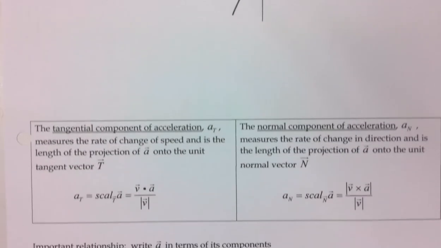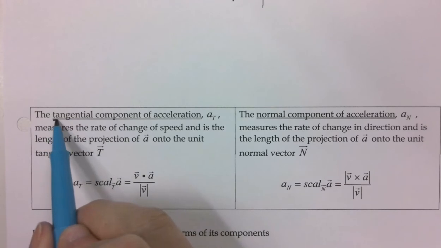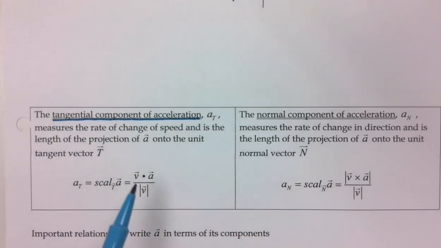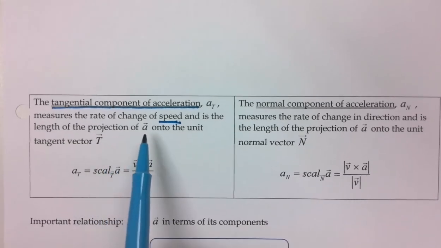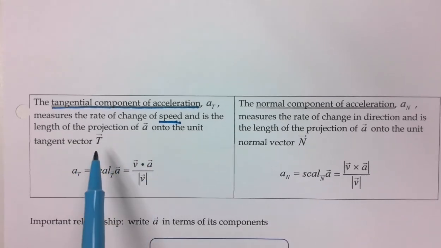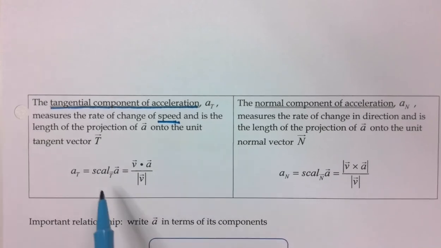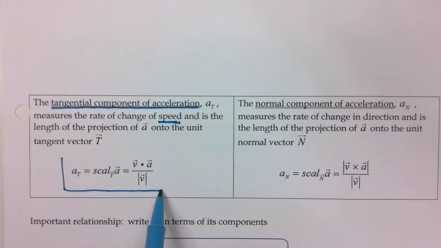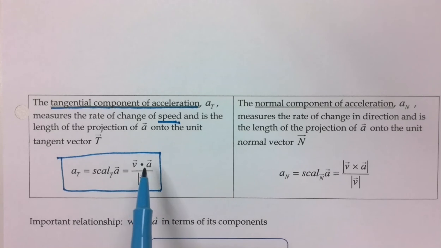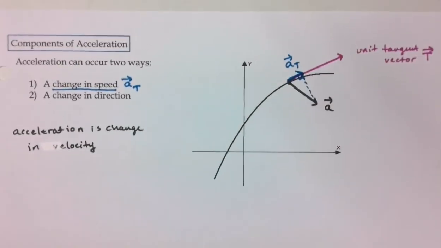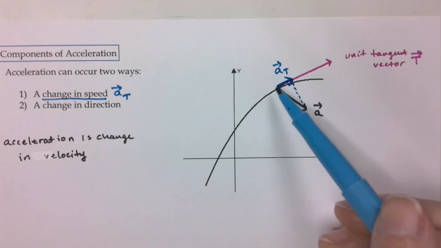In other words, the tangential component of acceleration, the part that goes with the tangent, measures the change of your speed and is the length of the projection of your acceleration vector onto your unit tangent vector. This is the formula for it right here: the scalar projection of the acceleration vector onto the tangent vector. It's your velocity vector dot product with your acceleration vector, divided by the magnitude of your velocity vector.